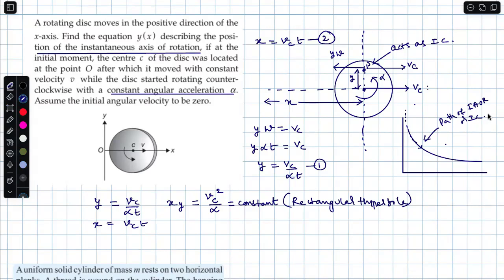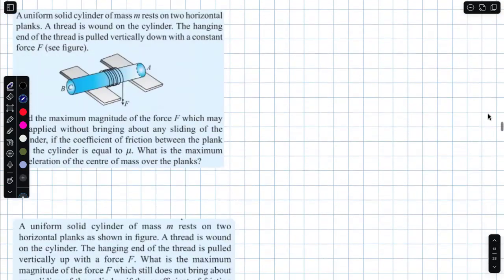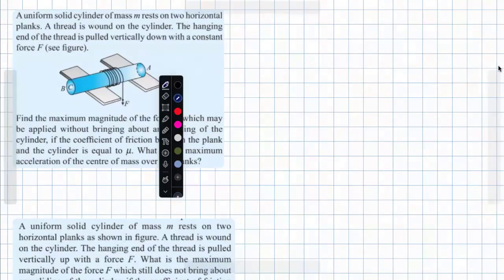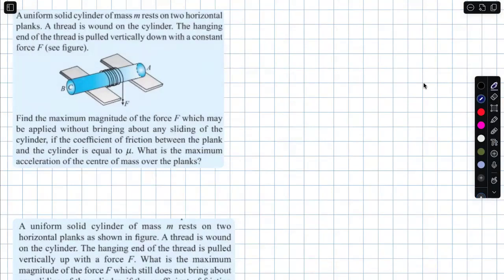What did you ask me? Find the equation. That's the equation. X into y is equal to v square by alpha. Any doubt, please ask me now. If you have any doubt related to that, please ask me. Clear? Sure, everyone in the class, boys and girls. Followed. Next question. Now, everyone, please try this.